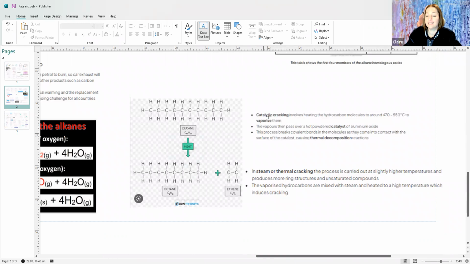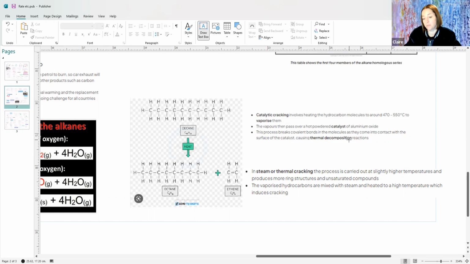You can do catalytic cracking, which needs to be at quite high temperature. It passes over a hot powdered catalyst of aluminium oxide. It breaks down covalent bonds, and hydrocarbons are all covalent bonds. That could link in with an exam question. They could start talking about covalent bonds and then go on to hydrocarbons. Beware.